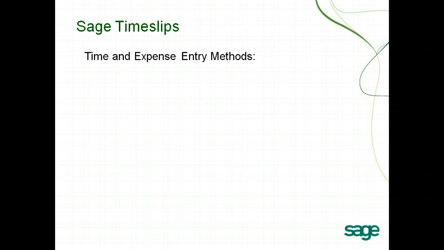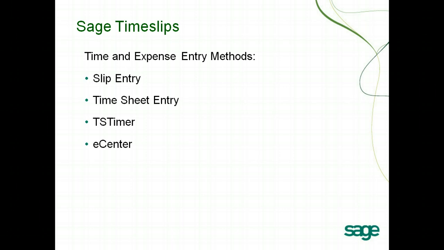Sage Timeslips provides a number of options to track and enter time based on how you like to work. In this quick overview, I'll show you four ways that you can enter time: slip entry, timesheet entry, TS timer, and eCenter.